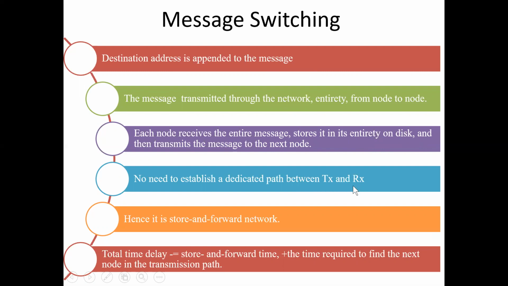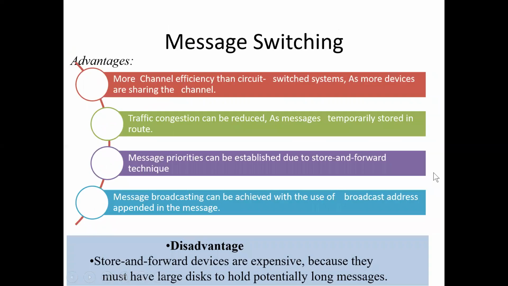A dedicated established connection is not required between TX and RX. Hence, it is a store and forward kind of thing. So total time is equal to store and forward time plus the time required to find the node. Next, where to go, that routing time is again taken into consideration for message switching.